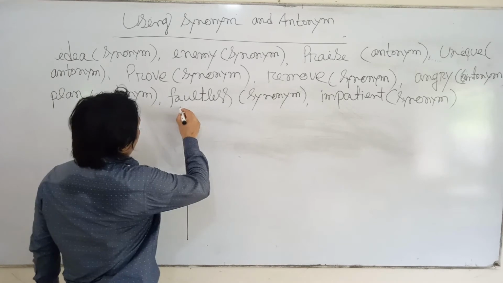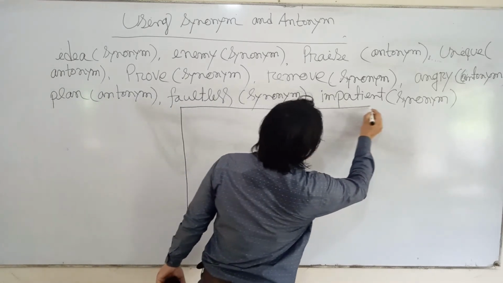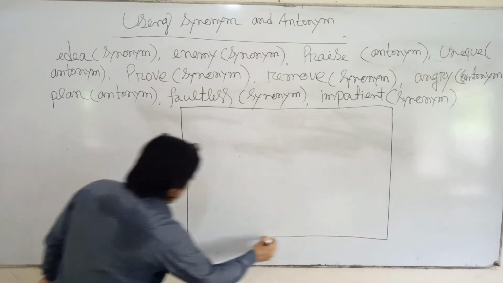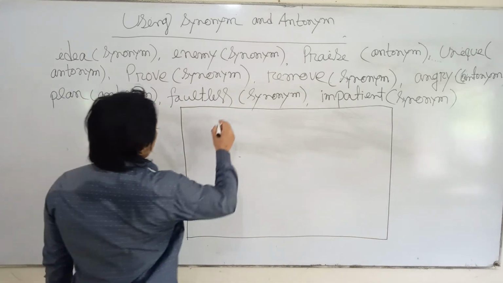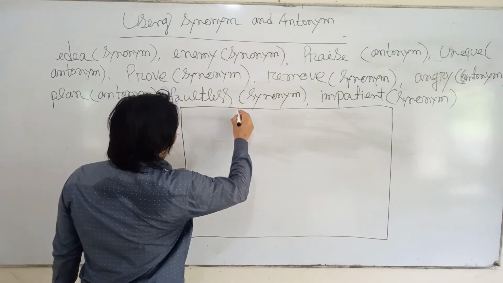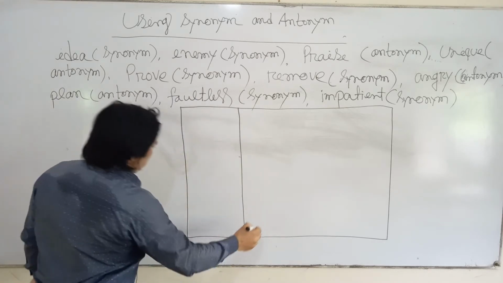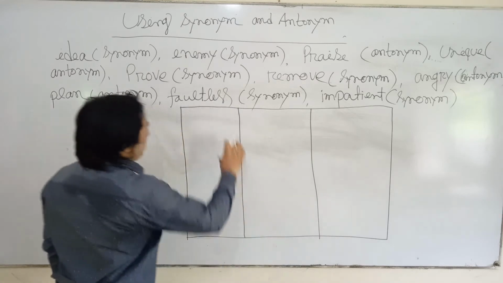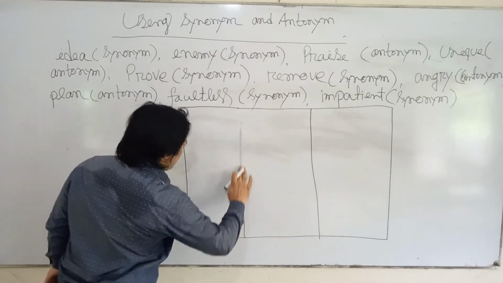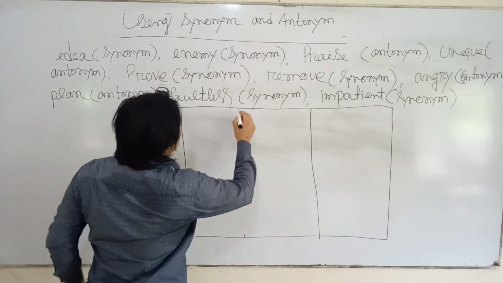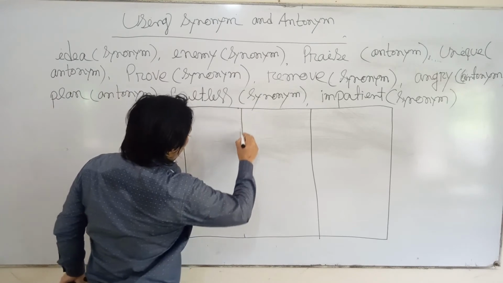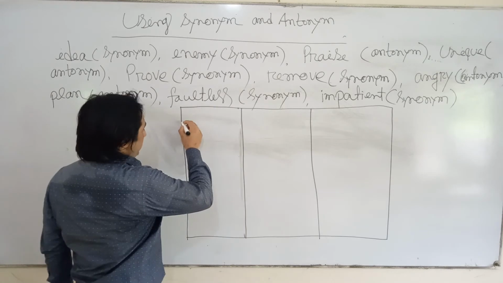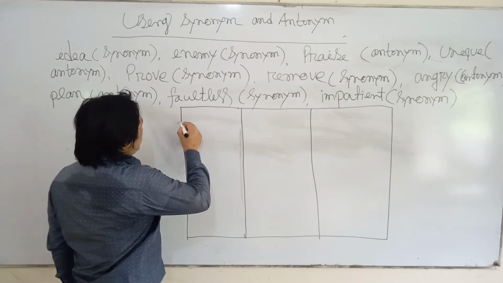There will be 11 rows and 3 columns. Okay? Column 1, column 2 and 3. We should increase the length of the column. Okay. There are 3 columns. Now we'll make 11 rows.